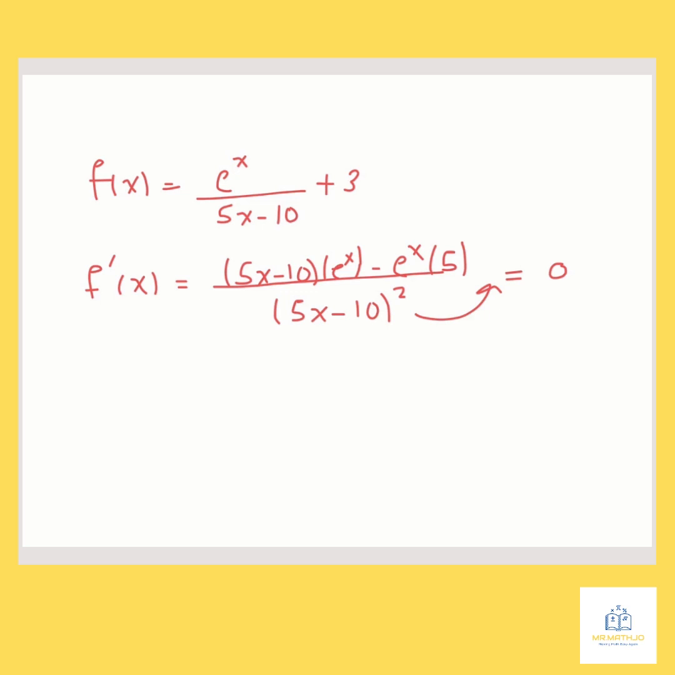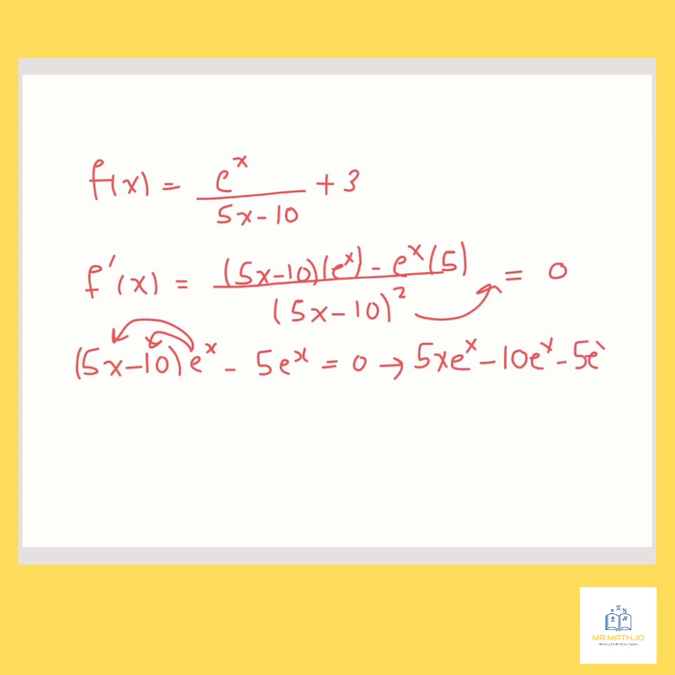So I'm left with 5x minus 10 times e to the power of x minus 5e to the power of x equals 0. So I'm going to expand e to the power of x times 5x and e to the power of x times 10. So I have 5x e to the power of x minus 10 e to the power of x minus 5 e to the power of x equals 0. So 5x e to the power of x minus 15 e to the power of x equals 0.